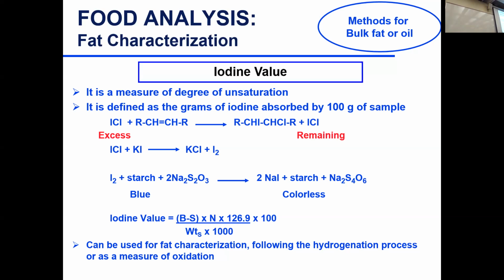So the volume here would be the highest for the blank. In the sample, if you have a very unsaturated sample, you're going to produce much less iodine, right? Because this ICl is going to react with all of the double bonds, so that you have less iodine chloride remaining, then you have less iodine here, then you need a very low volume to titrate. Therefore, the iodine value will be bigger when you have more polyunsaturation. Therefore, iodine value is higher for polyunsaturated fat.